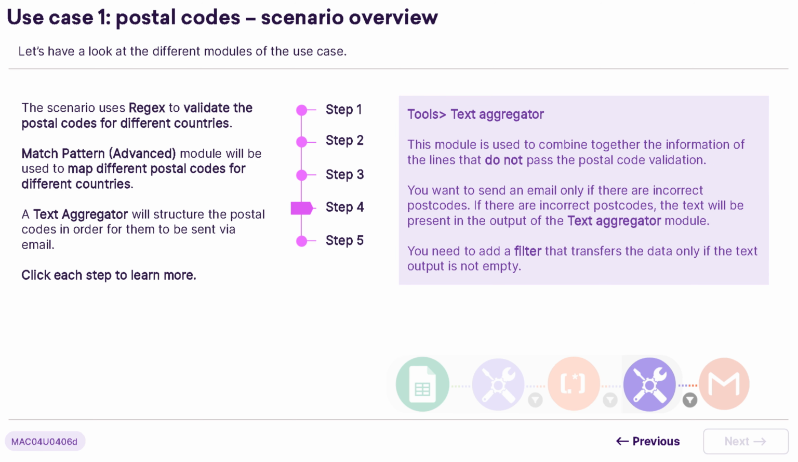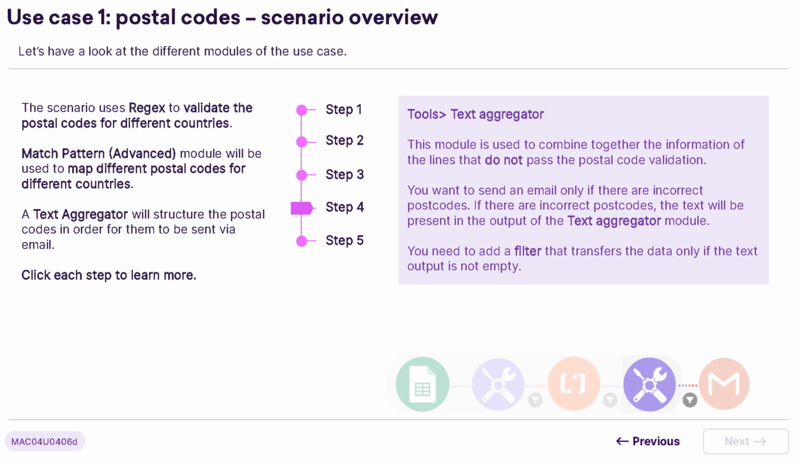In this scenario, we're exploring how to effectively handle postal code validations using a combination of tools and techniques. First, we utilize regex to confirm that postal codes meet the format standards for various countries. This ensures that each postal code is not just a random string, but adheres to expected patterns for specific regions. Next, the Match Pattern module plays a crucial role in mapping these postal codes. This advanced feature tailors the validation process for different countries, accommodating their unique postal code formats.